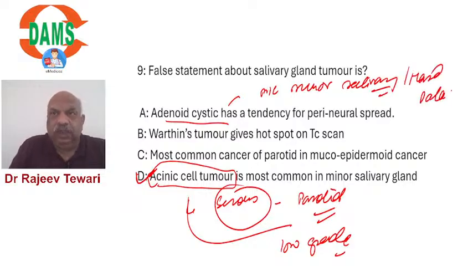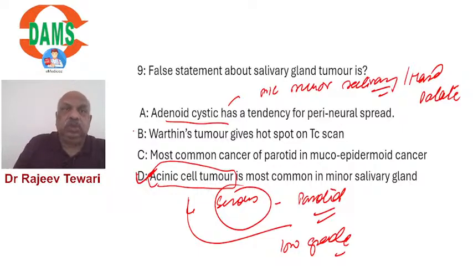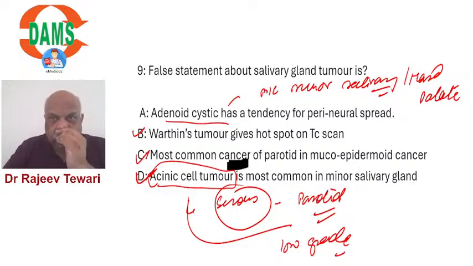So you have to remember 2 points. The most common tumor of minor salivary gland is adenoid cystic. It has a tendency for perineural spread and it's most commonly found in hard palate. Warthin's tumor, adenolymphoma, gives hot scan. That's correct. Most common tumor of parotid is pleomorphic adenoma, but the question says most common cancer. It doesn't say most common tumor, it says most common cancer. So most common cancer is mucoepidermoid. 4th is wrong. Acinic cell tumor is not found in minor salivary gland, it's found in parotid. Okay?